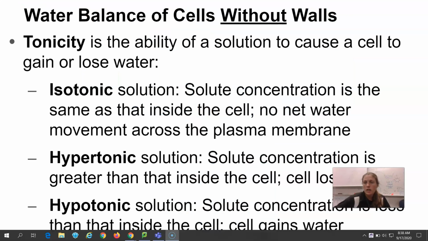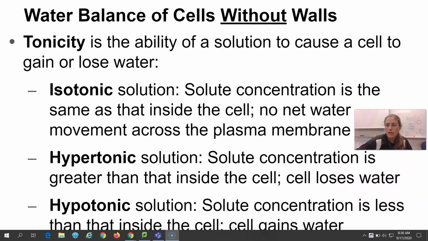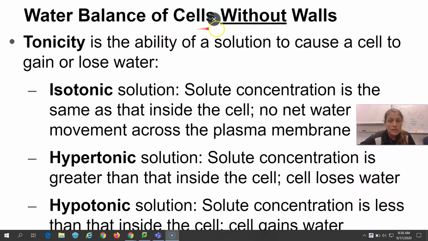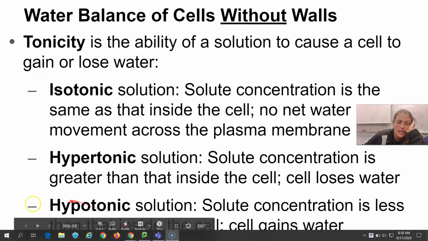So let's talk a little bit, okay? We're going to harp on our water balance of cells without cell walls. Okay, so these are animal cells. We're definitely talking about animal cells here. And so when we talk about the balance of water, we like to talk about this word called tonicity. Okay, and so that's just basically saying it's water's ability to lose or gain water. Okay, so the three types of tonicity we have are isotonic, hypertonic, and hypotonic.